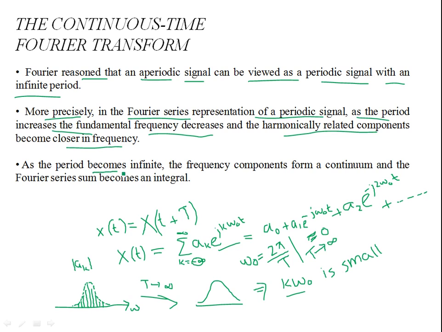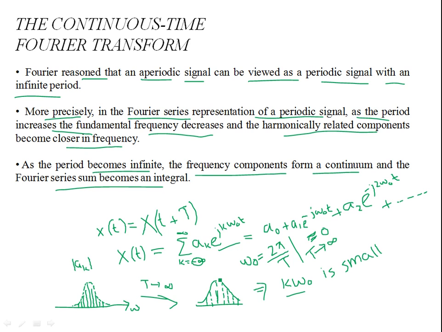As the period becomes infinite, the frequency components form a continuum, and the Fourier series becomes an integral. That's a natural extension of the summation operation: if there are a large number of samples, they become a continuum, and the summation becomes an integral. Both are linear mathematical operators. So the samples of this envelope are the Fourier coefficients representing the strengths of the frequencies contained in the signal, and this envelope function represents the frequency itself.